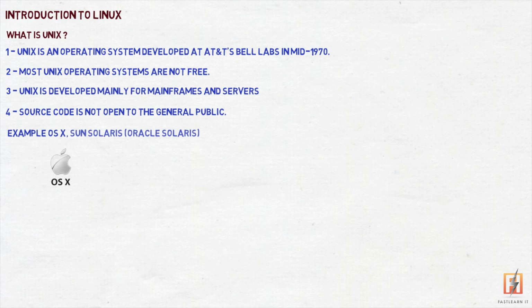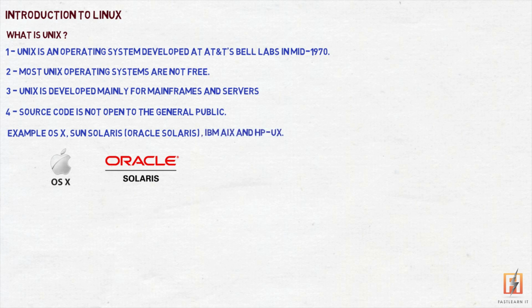The second example of a Unix operating system is Sun Solaris. It's also a proprietary operating system, originally developed by Sun Microsystems. In 2010, Sun was acquired by Oracle, and it was renamed Oracle Solaris.